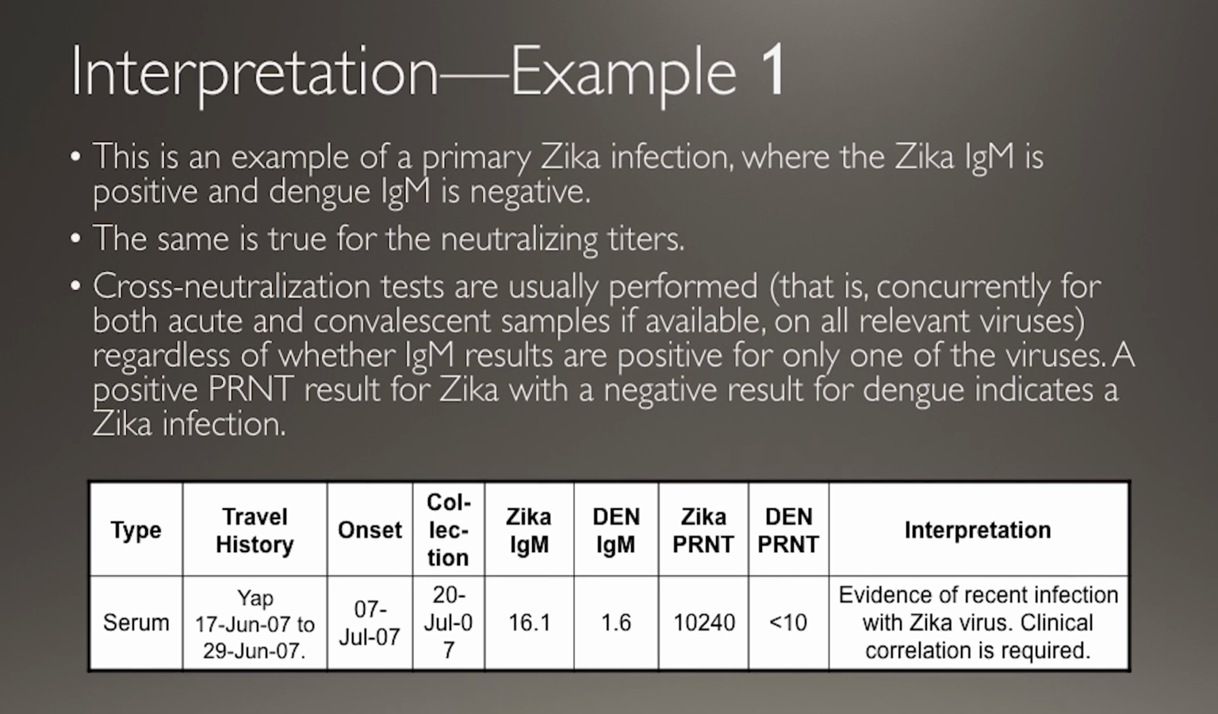Cross-neutralization tests, that is, tests that are performed concurrently for both acute and convalescent samples if available on all relevant viruses, are usually performed regardless of whether IgM results are positive for one or both of the viruses. If a PRNT titer is less than 10 or negative for one virus and greater than or equal to 10 or positive for the other, then the positive PRNT result is considered to be the infecting virus.